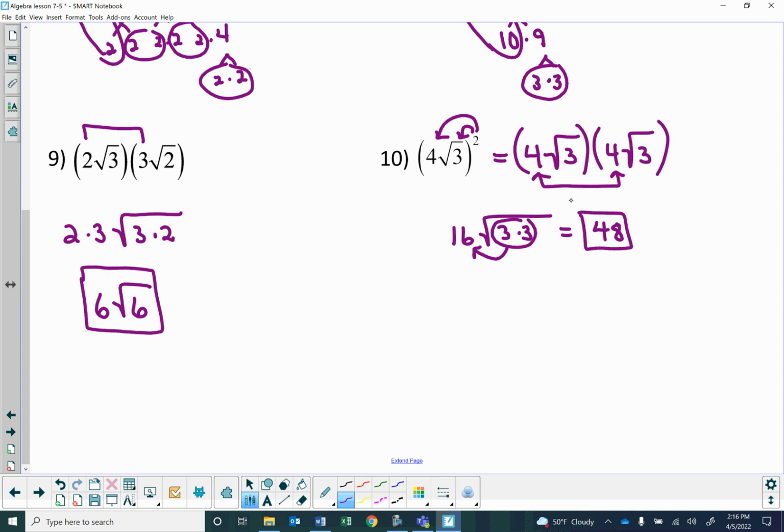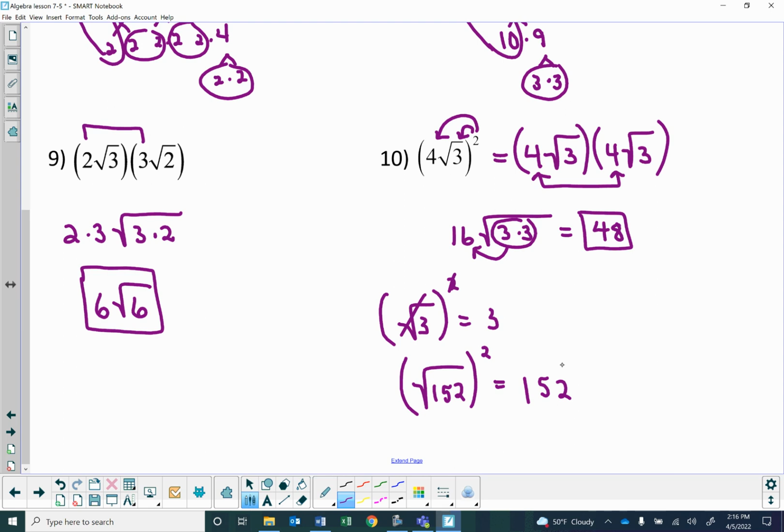One thing that you need to recognize, if I have the square root of 3 and I square it, squaring undoes a square root. Square rooting undoes a square. So this cancels out that symbol, so you get 3. So the square root of 152 squared is just 152. The square root of any number squared, the square root and the square cancel each other out. You're just left with the number, which is kind of a cool thing.